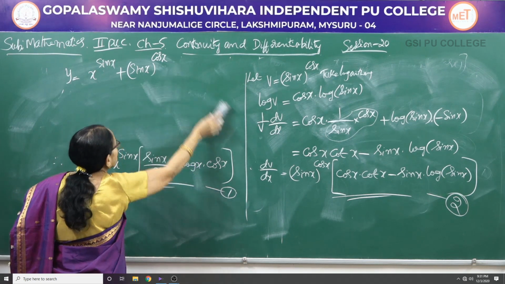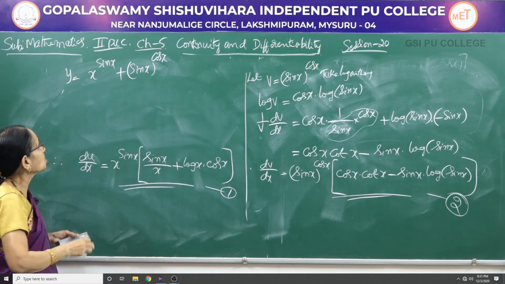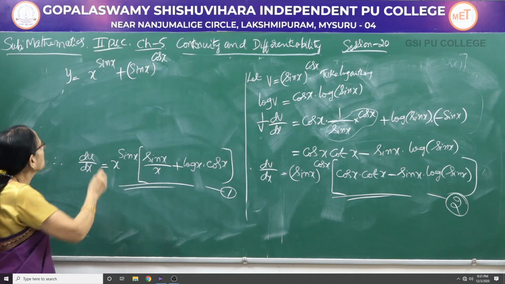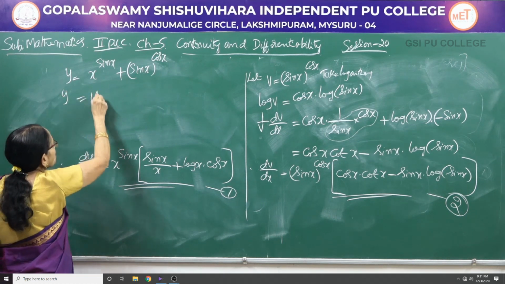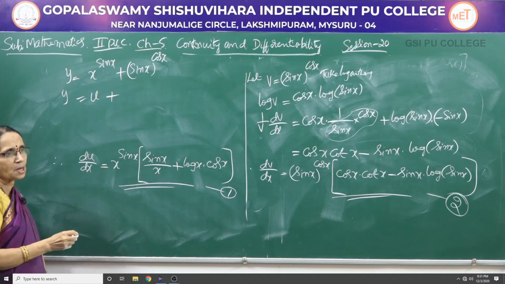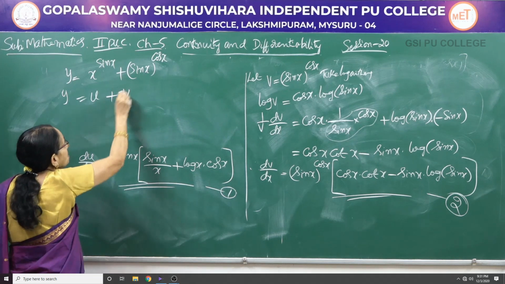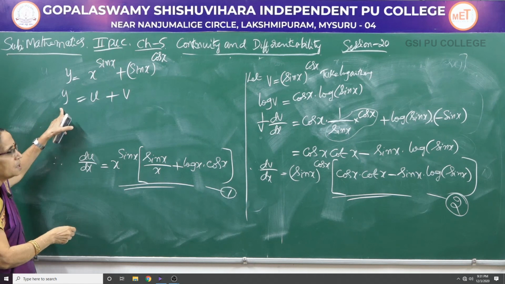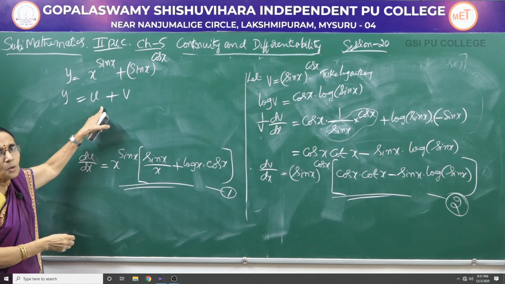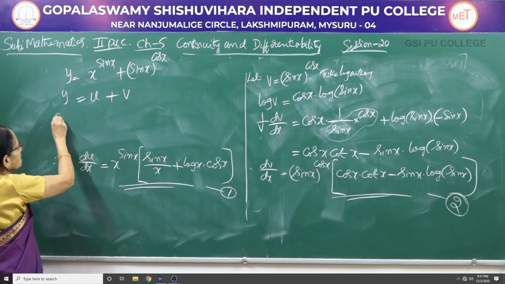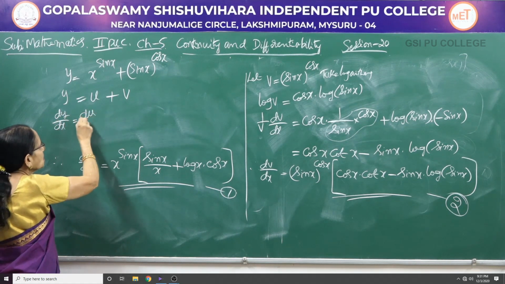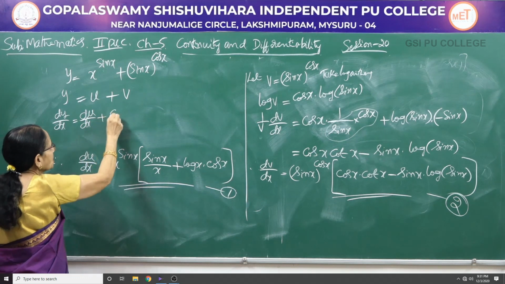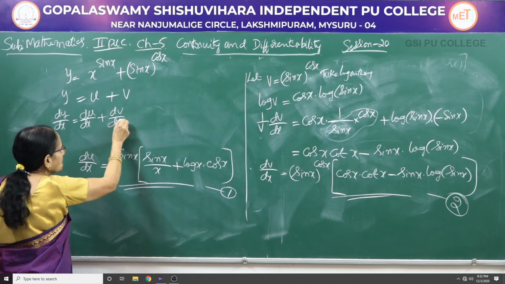What is the original function here? It is y is equal to x power sin x, which we have taken as u, and sin x whole power x. How had we assumed? We had taken that to be equal to v. So you have to write the given function y now is equal to u plus v. Now differentiate. dy by dx would be equal to du by dx plus dv by dx.